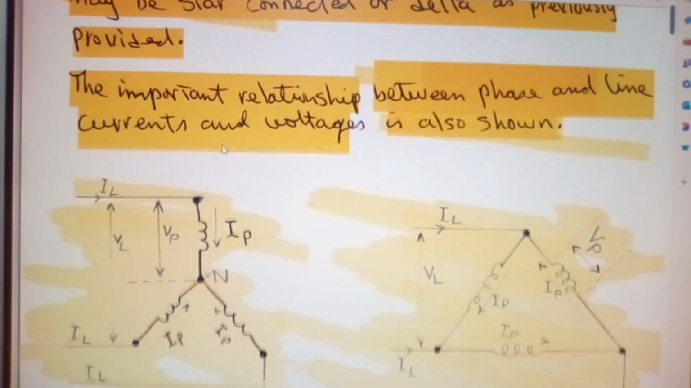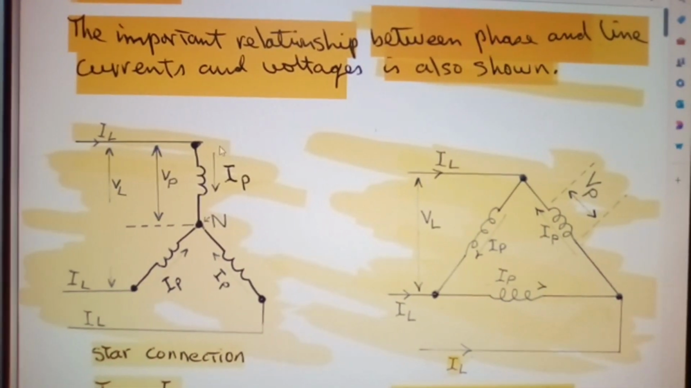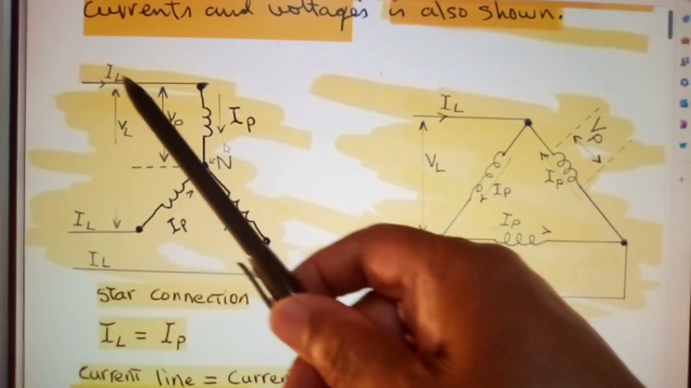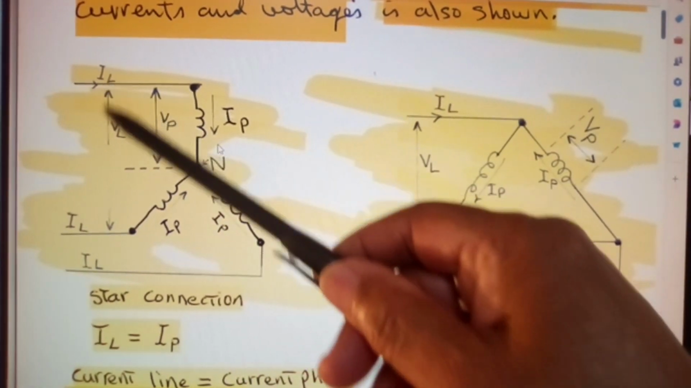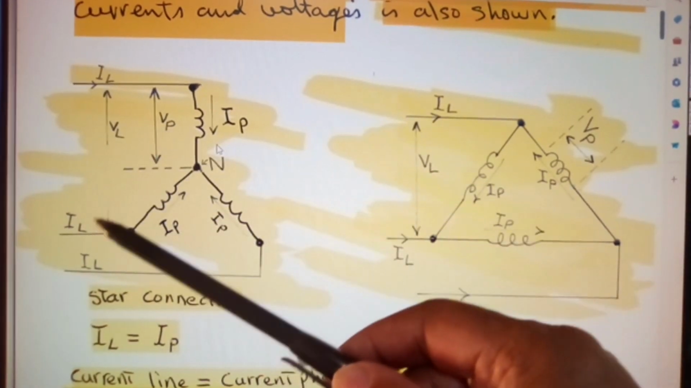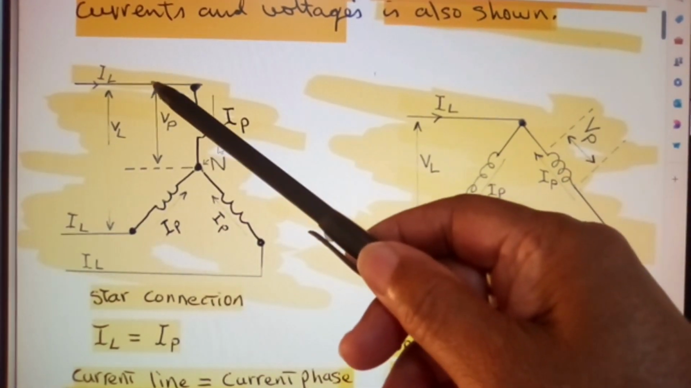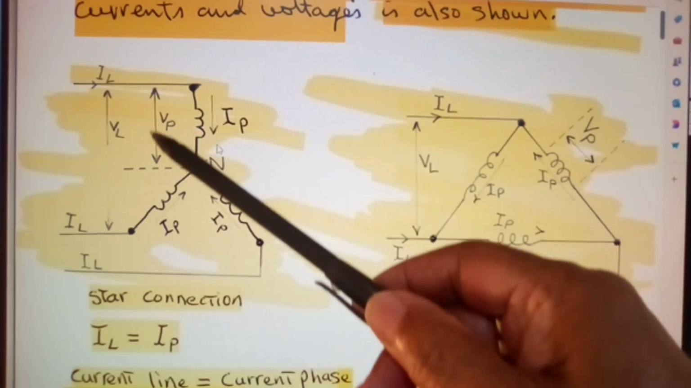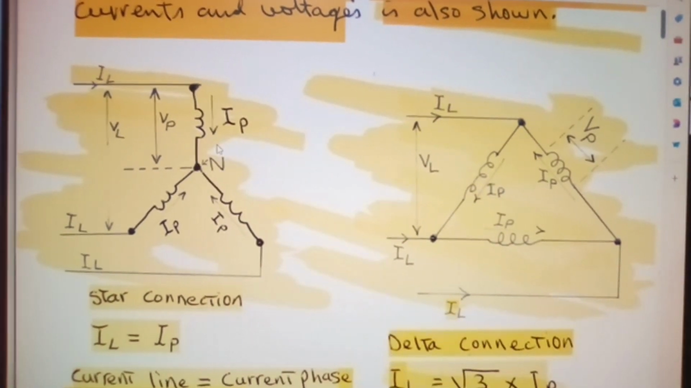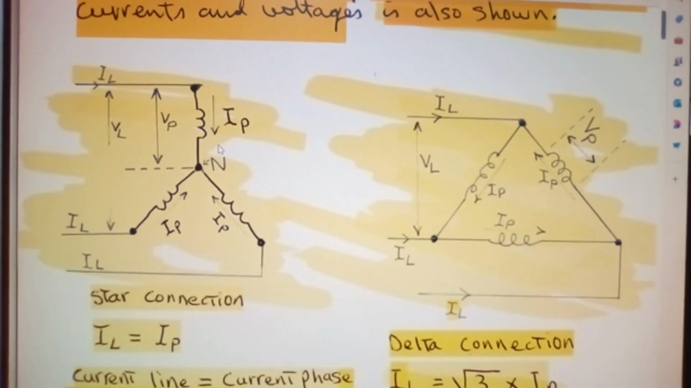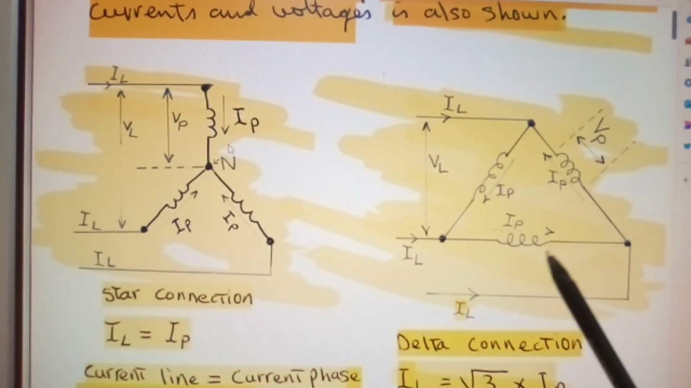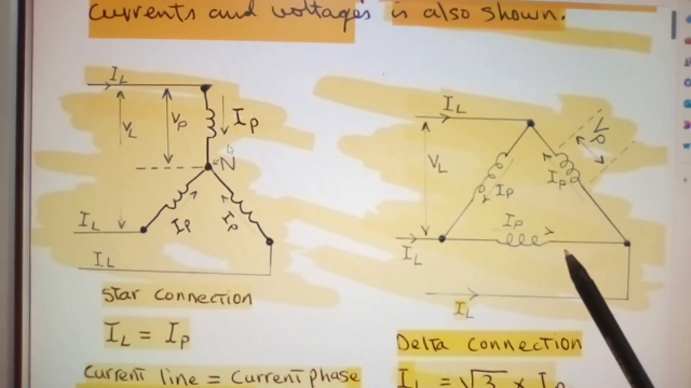So let's look at this in all its glory. Here you have current line and you have voltage line. Now the voltage line is across any two phases. The voltage phase is across any phase and neutral conductor or midpoint of the transformer. And that's in star connection. Similar thing here, you have in delta connection.